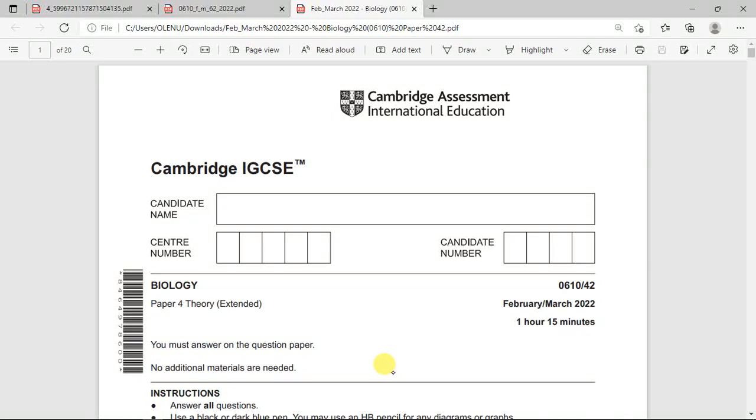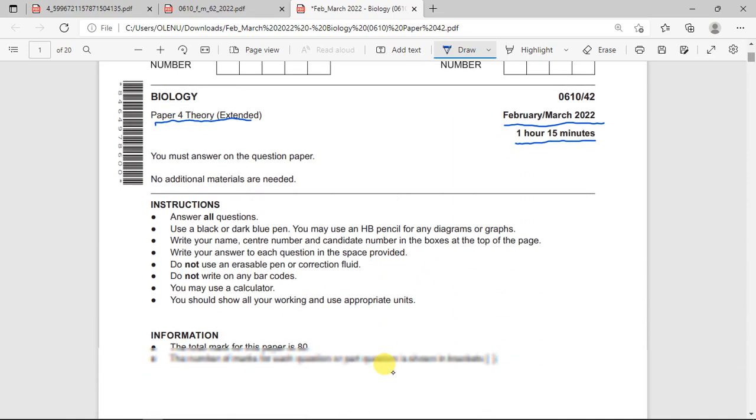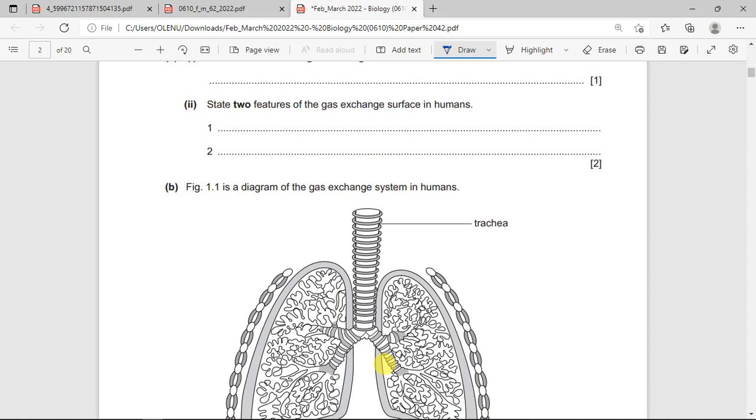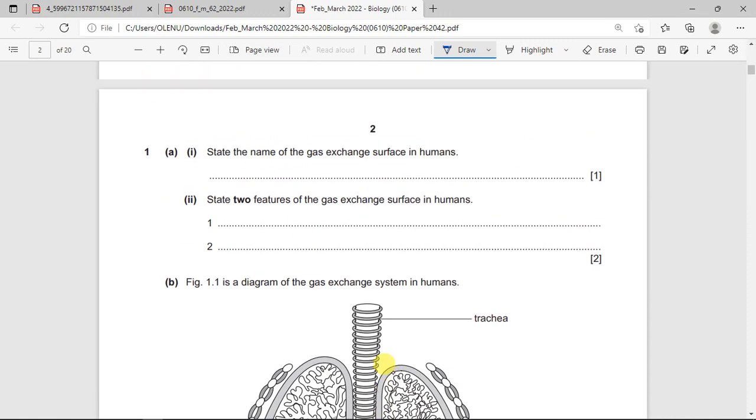This is a paper for IGCSE Biology for February-March 2022, and I just want to have a quick walkthrough. This paper is for 1 hour 15 minutes. So quickly, without wasting so much time, let's see how we can approach answering this set of questions.